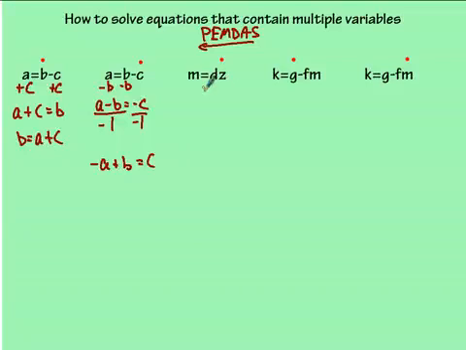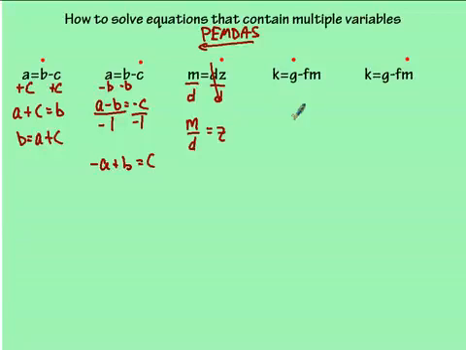In the third example here, we have m is equal to d times z. We're going to solve for just z. We have multiplication here. We undo multiplication through division. So we're going to divide by d, and if I do it over here, I must do it to the other side of the equal sign. And now we have m divided by d is equal to z.